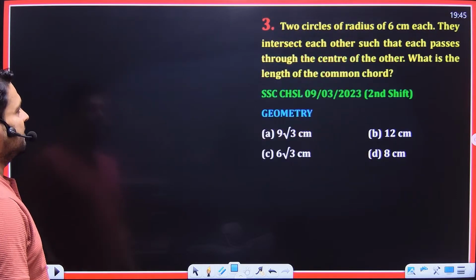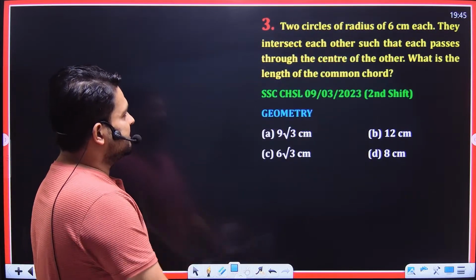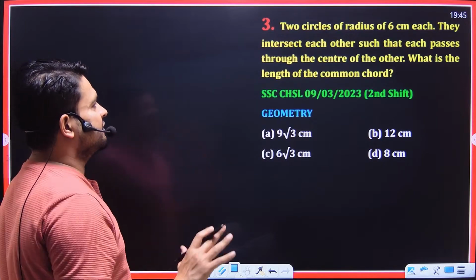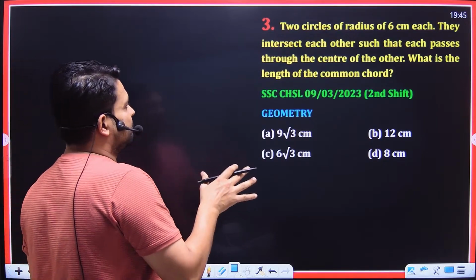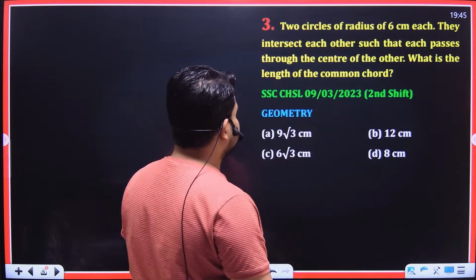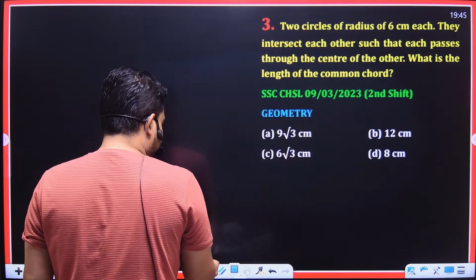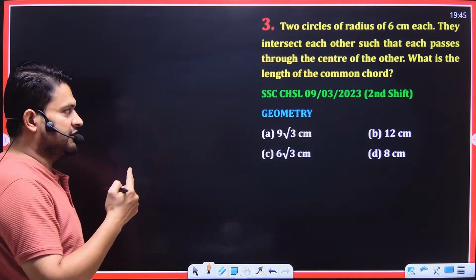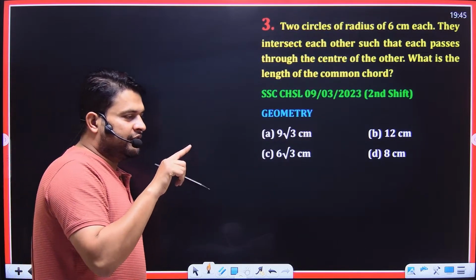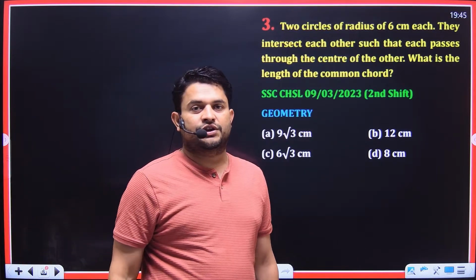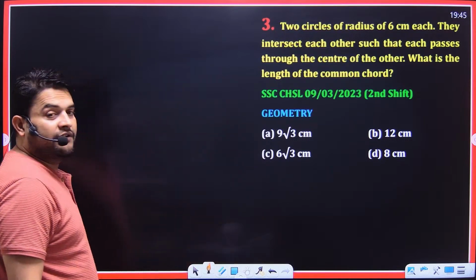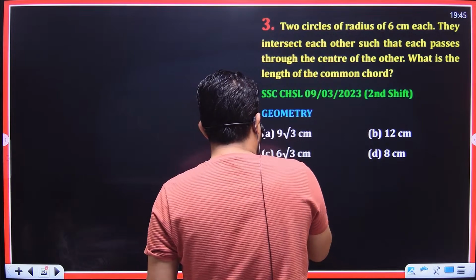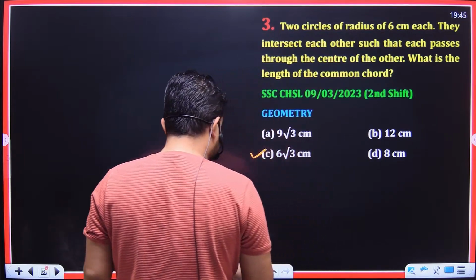Question number 3. Two circles of radius 6 centimeters each intersect each other such that each passes through the center of the other circle. What is the length of the common chord? In this condition, when two circles pass through the center of each other, the length of the common chord is always equal to root 3 of r. So r is 6, and my answer will be 6 root 3.